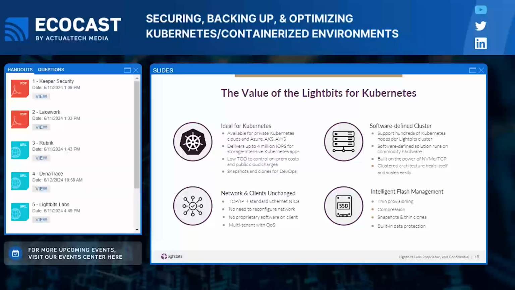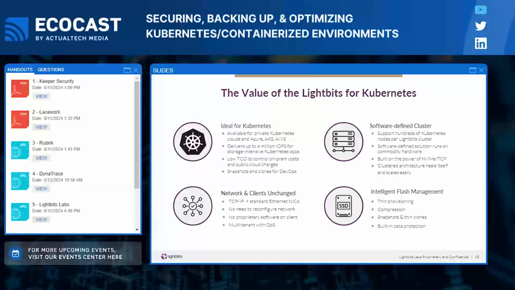We're built on NVMe TCP, which gives us that edge to be able to use that standard TCP/IP networking, but still provide that extreme high performance. And not only that, not only are we durable at all the different layers for the hardware stack, but we can heal ourselves and scale incredibly easily.